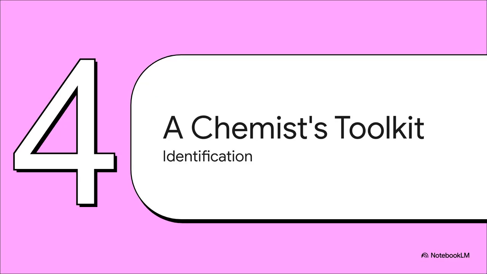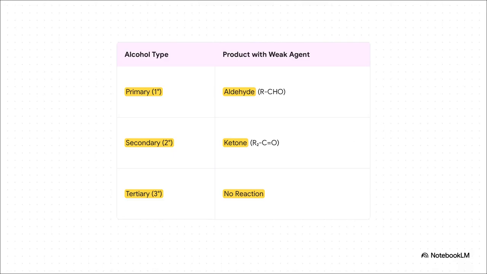So, this is all cool theory, but why does it really matter? Well, because when you understand these rules, you can use these reactions for more than just making new molecules. You can use them to figure out what molecule you have in the first place. Check this out. It's pretty slick. Let's say you have a mystery alcohol. A weak oxidizing agent becomes an amazing diagnostic tool.